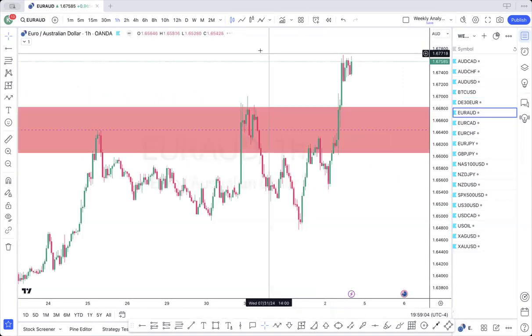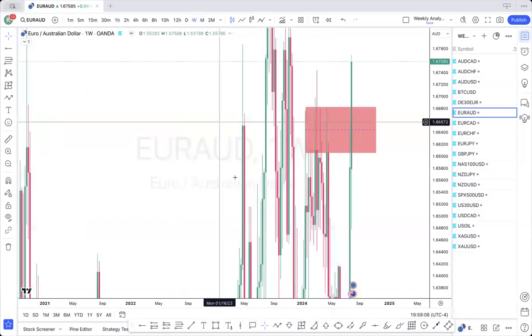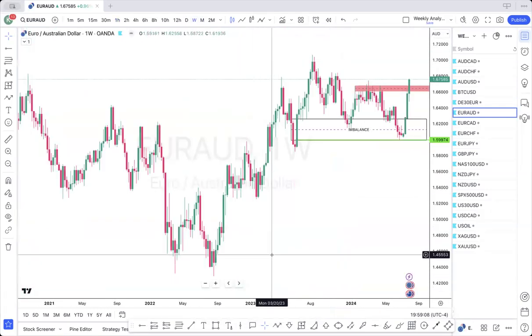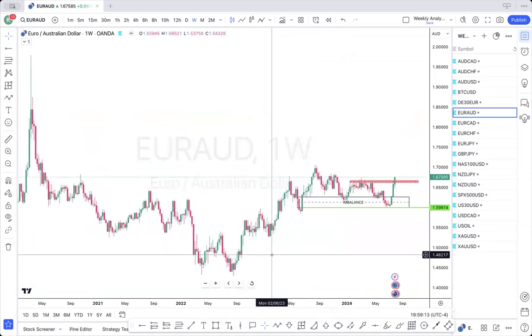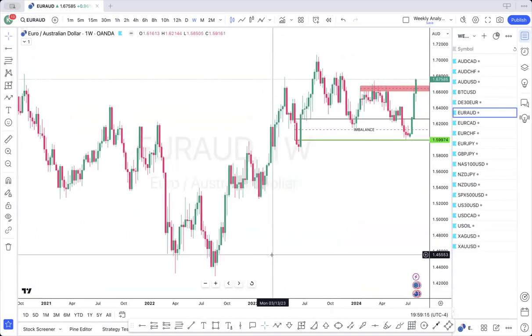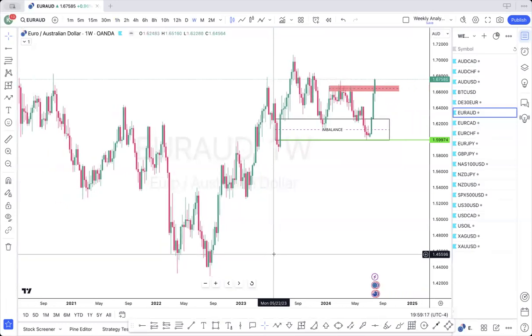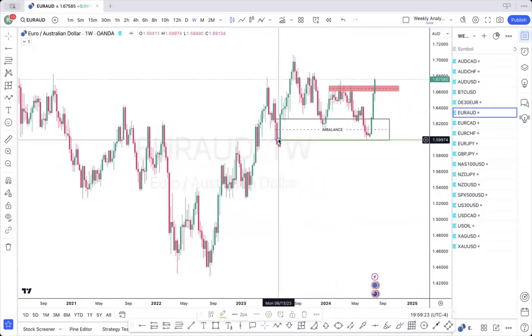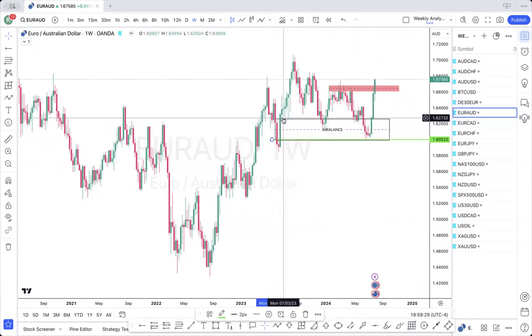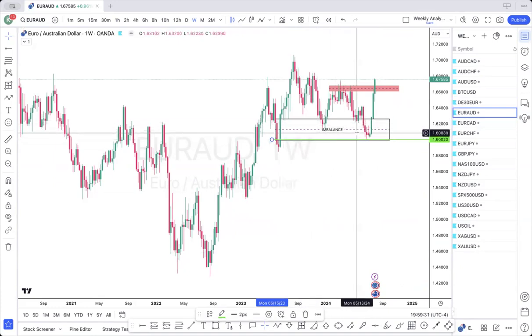All right, next we have Euro AUD. Oh, I marked this up. I think I marked this up last week, or the week before, a few weeks ago. My bad. So price has pulled back into the imbalance based on the weekly. There was a weekly imbalance price pulled back into.